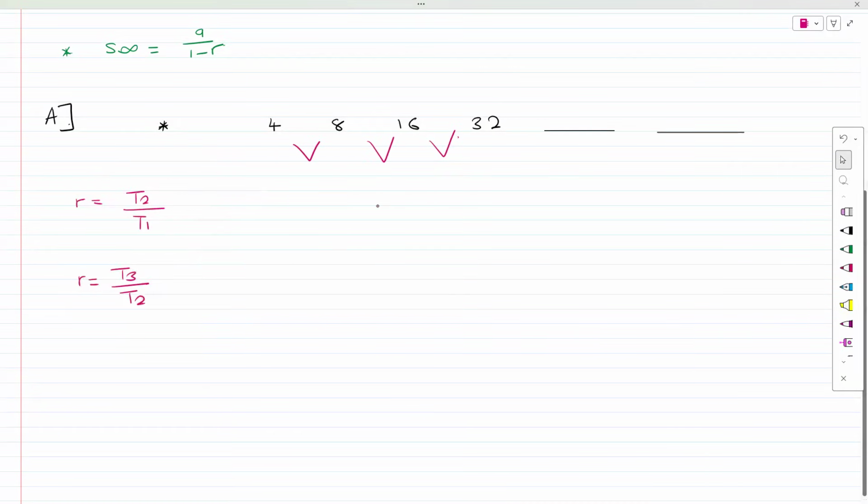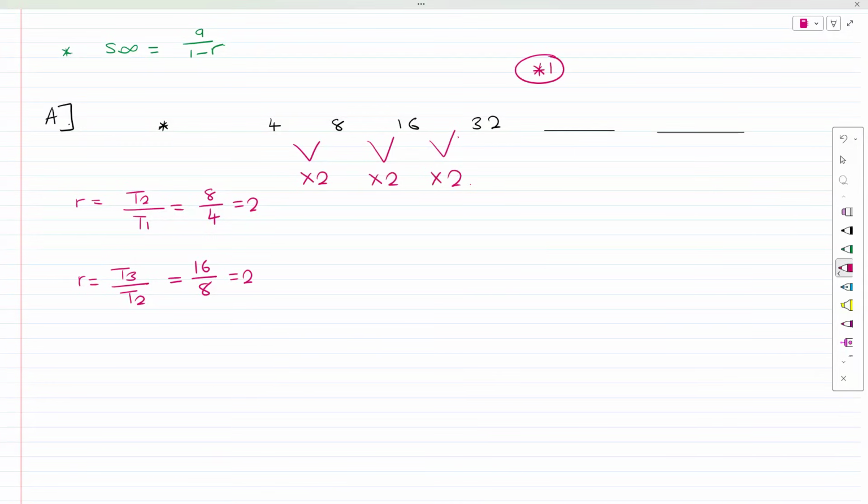If we go with term 2 over term 1, we get 8 over 4. And then we get 16 over 8. And we get 2 and 2. So now I know the ratio: times 2, times 2, times 2. Okay. Now, question 1. It's not always question 1, but there's only 5 questions they can ask you for geometric. Question 1 is, what are the next 2 terms? Of course, this is times 2, which is 64. And this is times 2, which is 128.